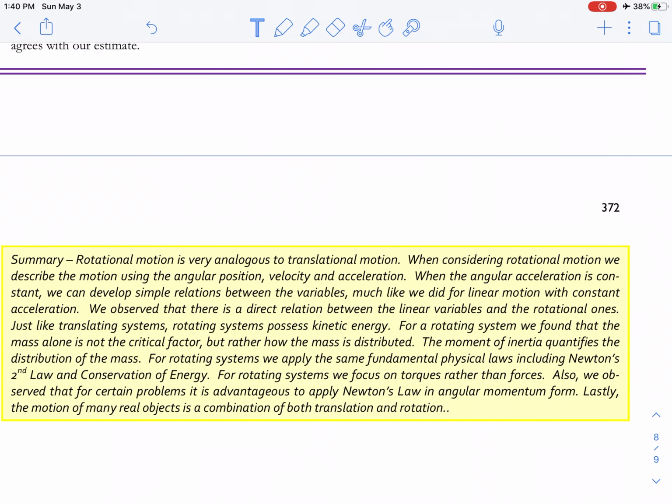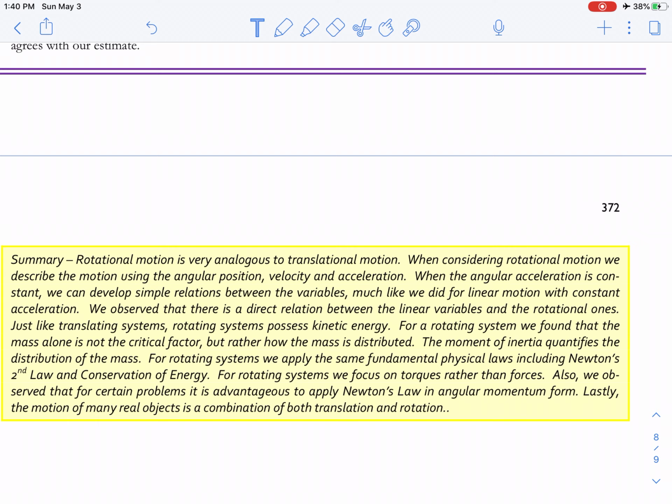So just like basics, but hopefully these are going to really help you in the next semester and in the future as well. So as a summary, rotational motion is very analogous to translational motion. When considering rotational motion, we describe the motion using the angular position, velocity, and acceleration. Those were the descriptors. When the angular acceleration is constant, we can develop simple relations between the variables, much like we did for linear motion with constant acceleration. We observe that there is a direct relation between the linear variables and the rotational ones.